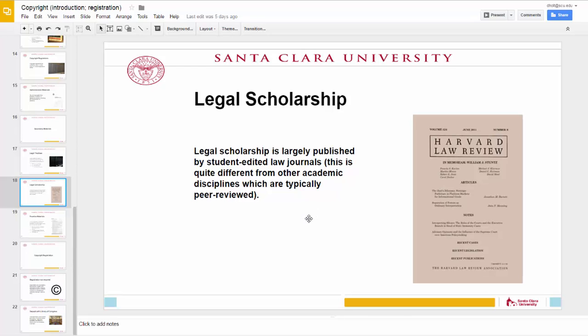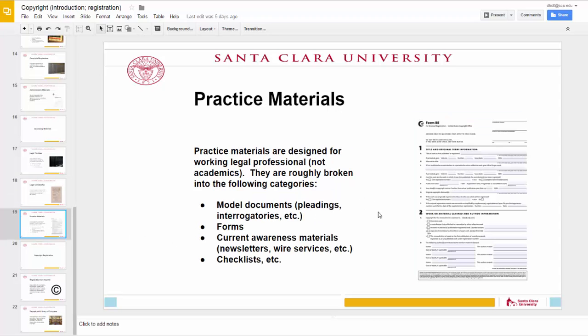And then practice materials, which I'm going to spend quite a bit of time on in this course, as this was not touched on at all during your first year of law. Practice materials, as the name implies, are designed for working legal professionals, not for academics, and we have them roughly broken down into the following categories.